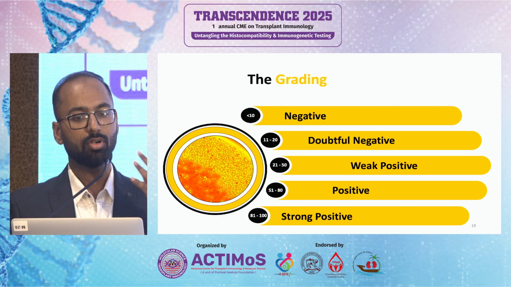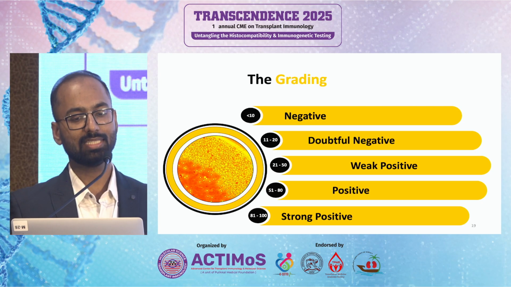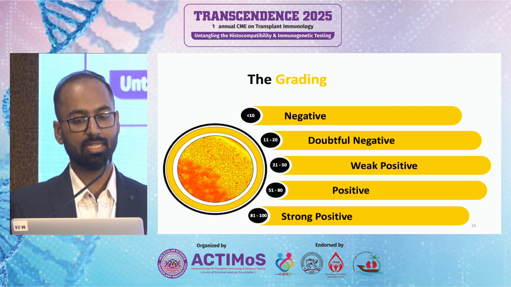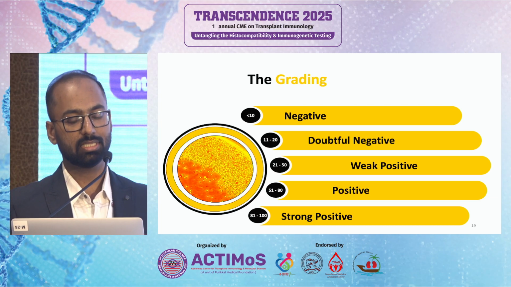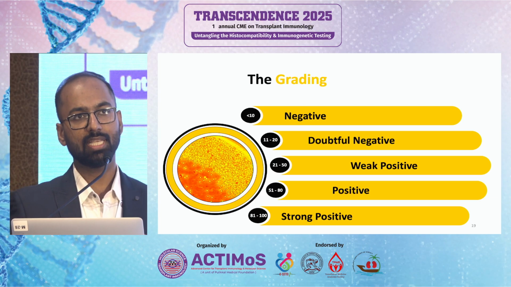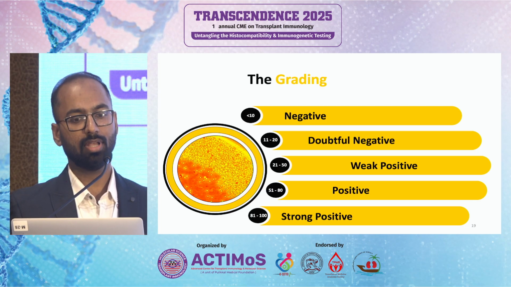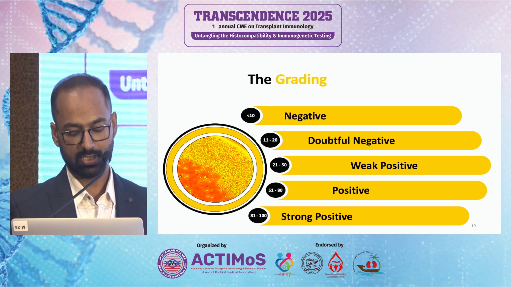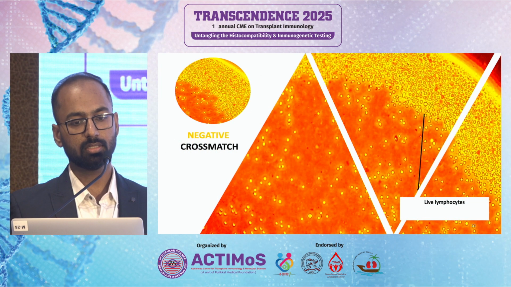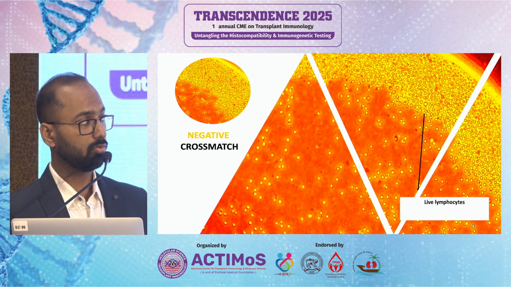Different centers follow different grading. Generally, less than 10% is negative, and more than 80% is strong positive. We have seen that CDC is known to be less sensitive. So if the patient has a small amount of anti-HLA antibodies, there is a chance of missing it, or we get a false negative. So this is a picture to show how it looks.